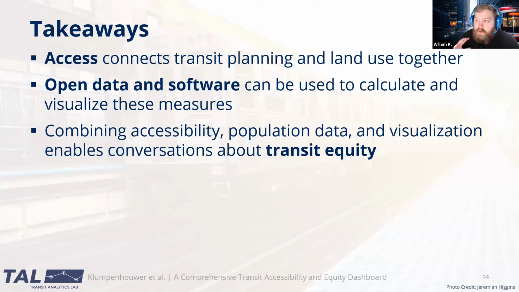So the big takeaways here: access is a great performance measure. It's a pretty comprehensive performance measure of a transit system. It connects transit planning. So the network obviously influences access, but so does the land use that you have and where locations are. This can be done with open data and open software. All of the data is downloadable. You can go and look at a map you like and then download it and play with the data yourself. And all of it was done with open source software with the exception of the HERE data calculations.